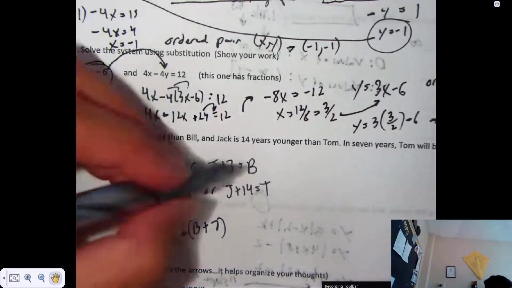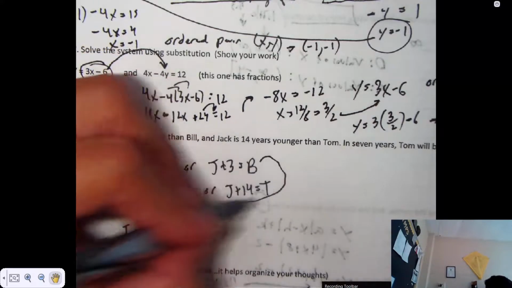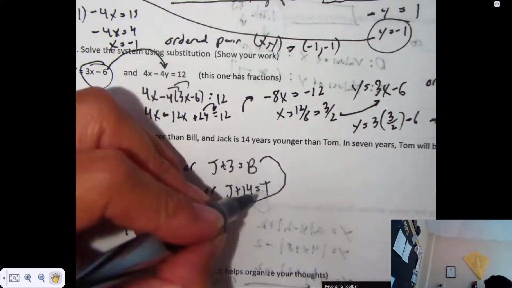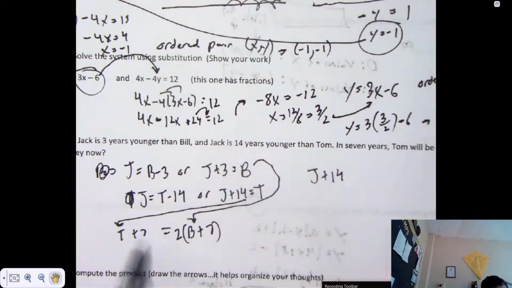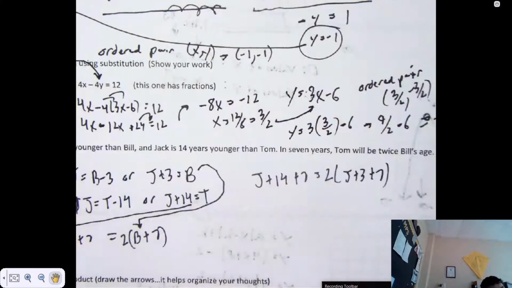Now, the reason I wrote these other equations here was because there's a Bill and there's a Tom. So when I see Tom, I can say Jack plus 14. There was already a plus 7. When I see Bill, I can say Jack plus 3. Don't forget to copy down the other stuff that's in there. You can only solve with one equation, one variable, kids. That's why we use substitution property.